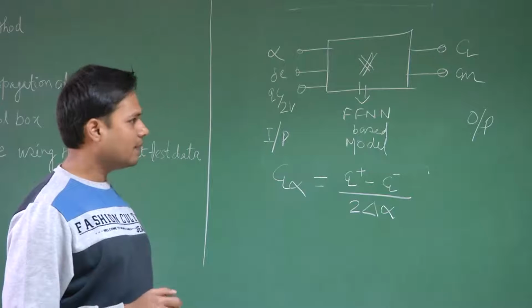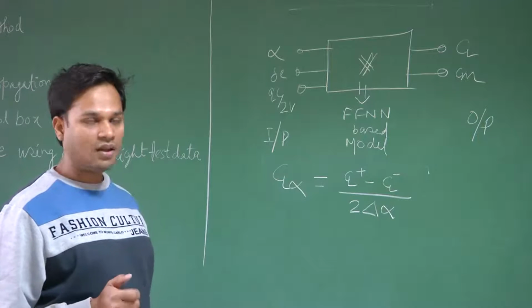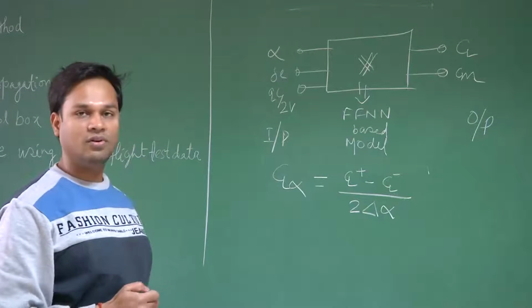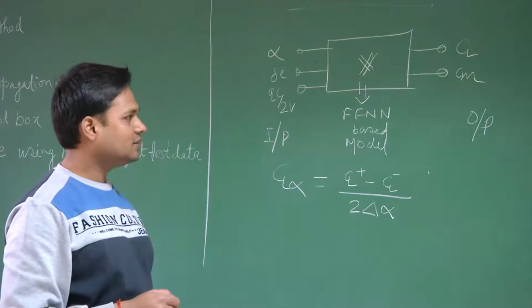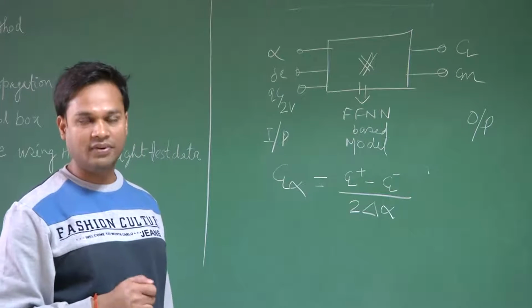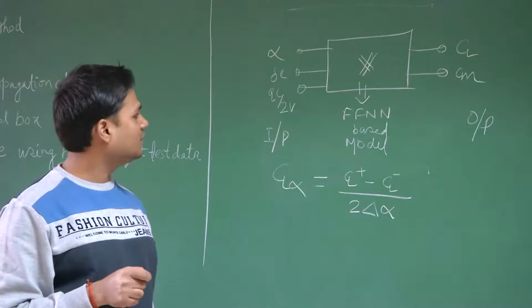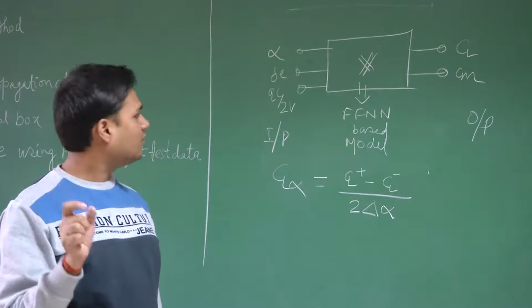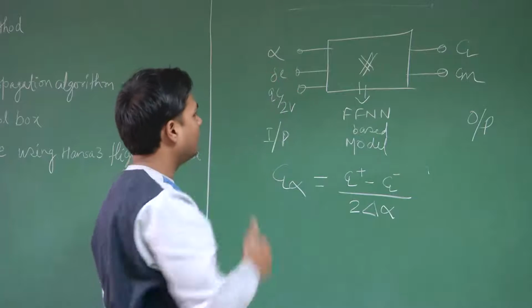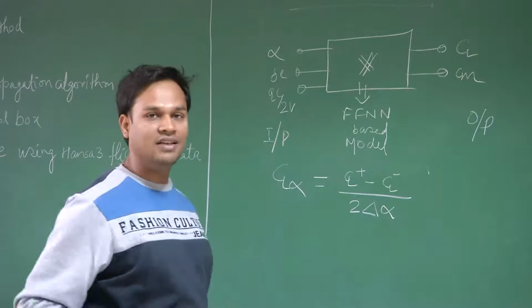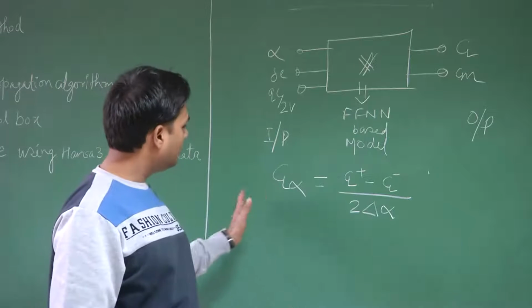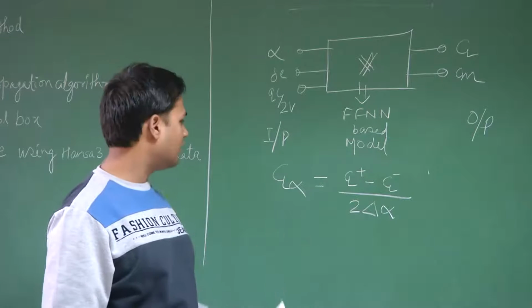So now the whole heart of this method is about getting this FFNN based model, the feed forward neural network model. To make it simple, you can use the toolbox available in MATLAB software. I will demonstrate in a simplistic way how you can model this once you have the flight data available in the form of alpha, delta E, Q C by 2V, and CL and CM. Then I will tell you how to design this network model, and then you can use this method to estimate your parameters like CL alpha potential.